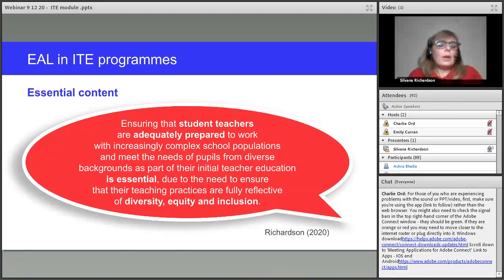So at the Bell Foundation, we believe it's really important to ensure that student teachers, as they start their training and their professional development as future teachers, are adequately prepared to work with increasingly complex school populations and to meet the needs of pupils from diverse backgrounds as part of their initial teacher education. This is essential, not just because of the numbers, but also due to the need to ensure that their teaching practices and behaviours and values and attitudes are fully reflective of diversity, equity and inclusion.